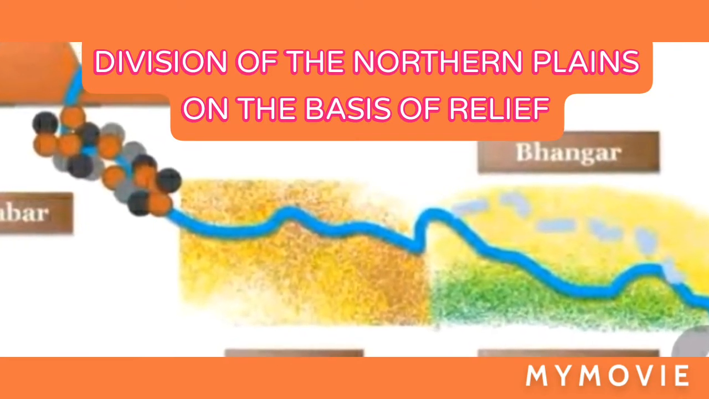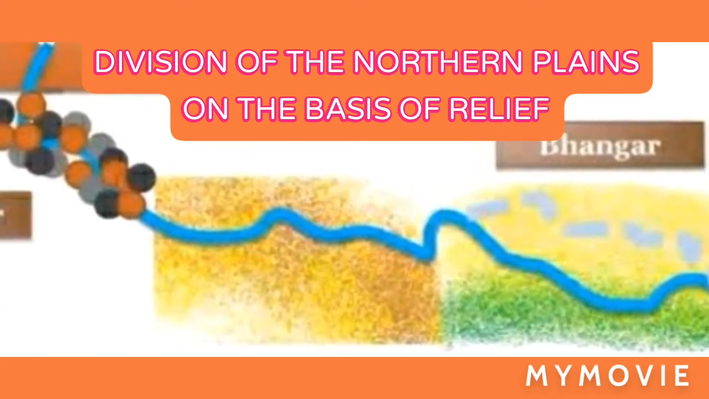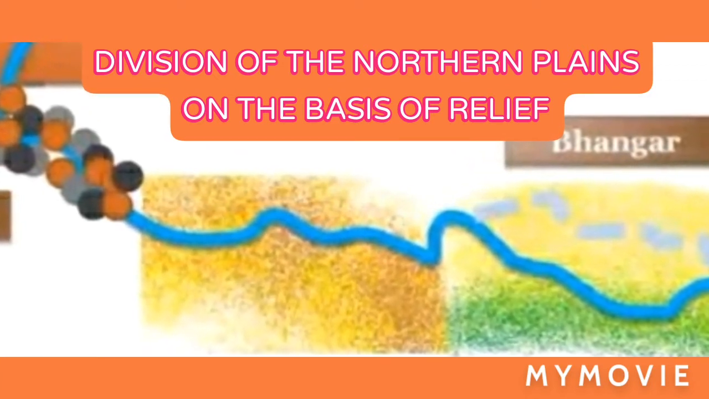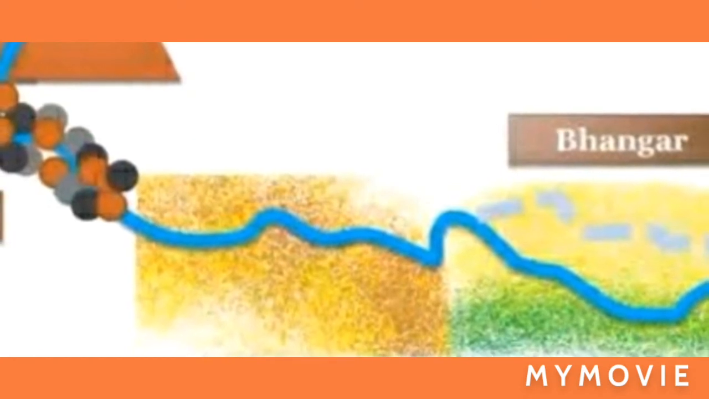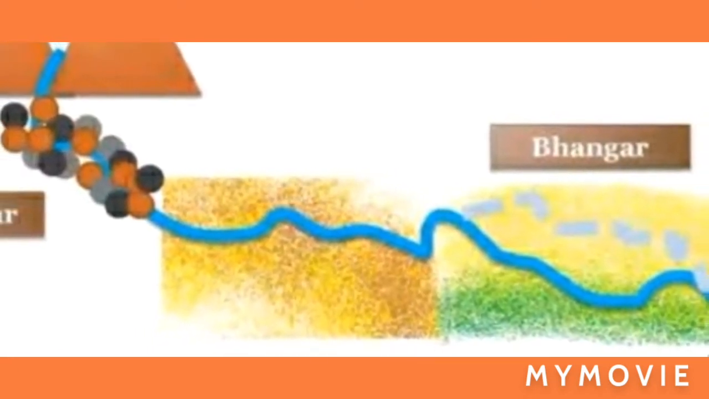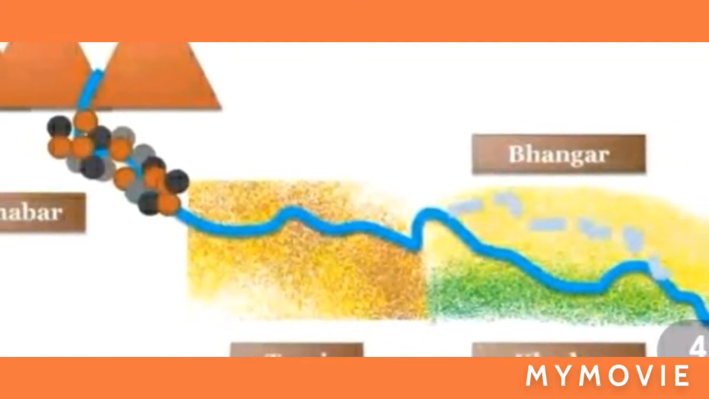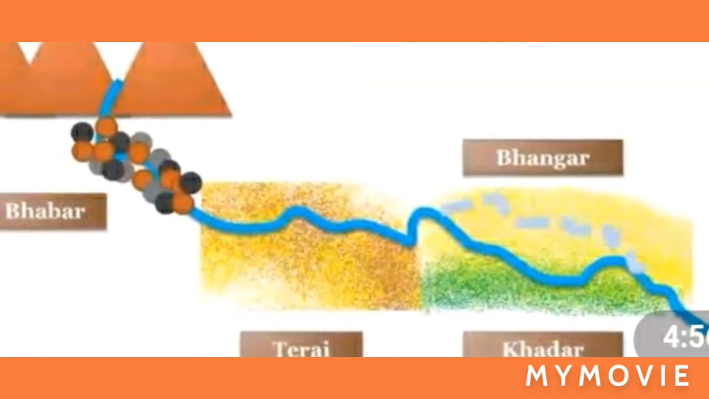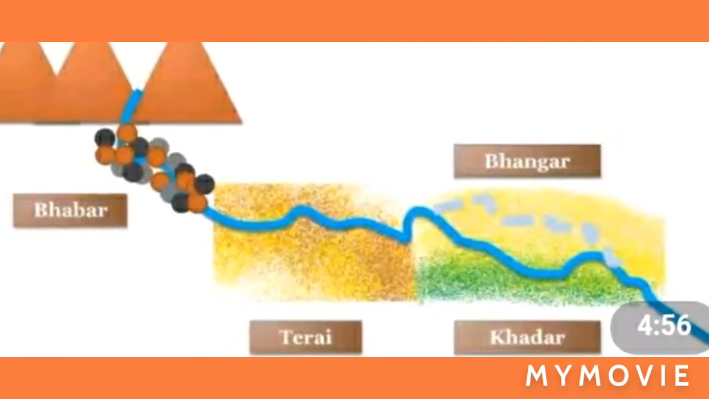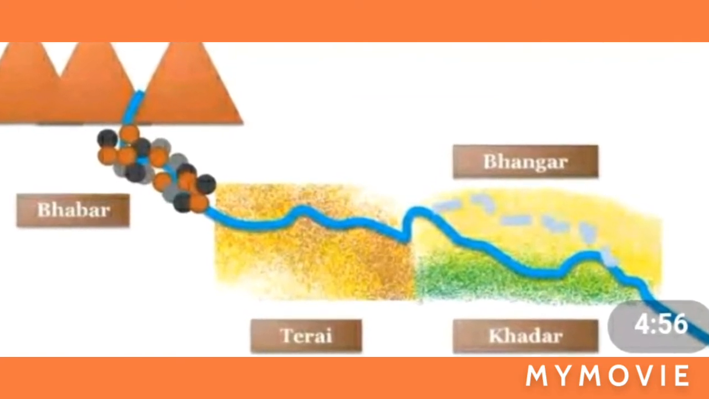Secondly, south of this belt, the streams and rivers re-emerge and create a wet, swampy and marshy region known as Terai. The forests of this region have been cleared to create agricultural land and to settle migrants from Pakistan after partition. The third in the row is the largest part of the Northern Plain, also known as Older Alluvium.